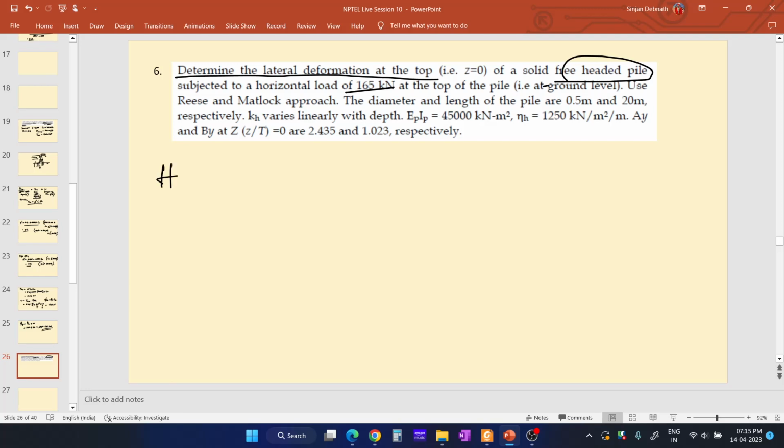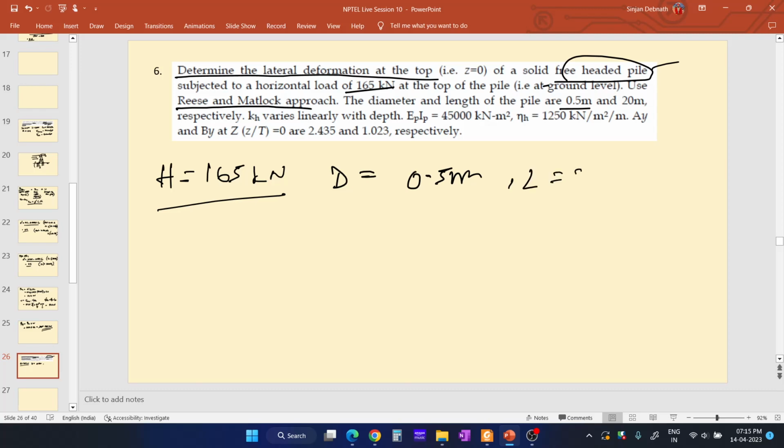So what is the horizontal load? It is 165 kilonewton, and it is a free-headed pile. And use the Reese and Matlock approach. So we have been asked to use the Reese and Matlock approach. The diameter and length of the pile: diameter is 0.5 meter and length is 20 meter respectively.